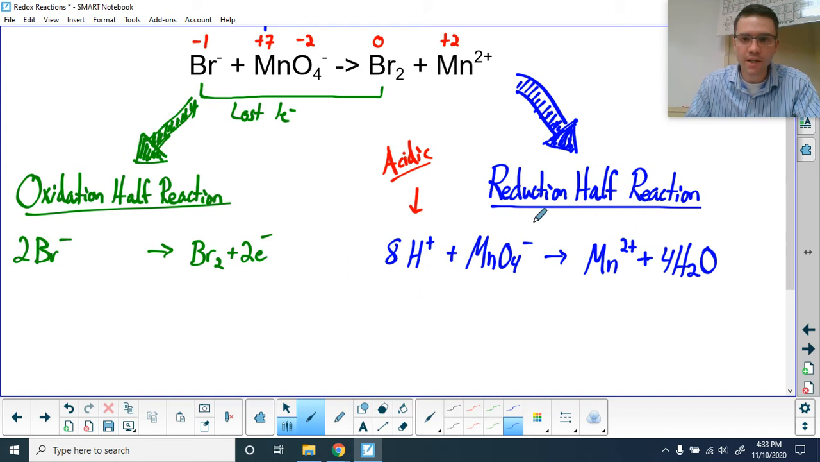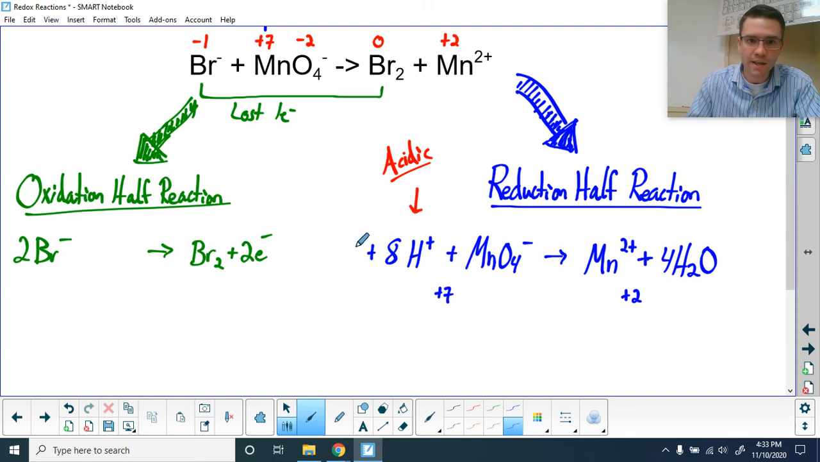Now we want to balance it in terms of our electrons. So let's add up our total charge on the left side here. If you add up your total charge, you have 8 positives and 1 negative. That gives you +7. If you add up all the charge on this side, H2O is neutral, and we get a +2 from our manganese. So the difference in charge here is +7 on the left and +2 on the right.